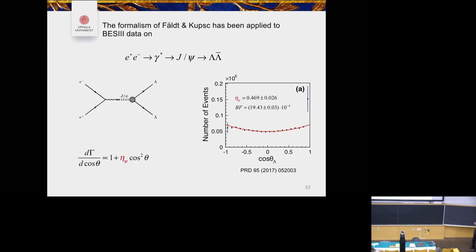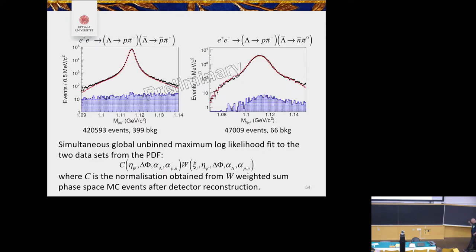So this has been applied for e+ e- goes to J/psi, which decays into lambda, lambda bar. So here you see the angular distribution. This is a previously published result. But we applied this method on the data sample, and it's huge data samples, 400,000 events of lambda, lambda bar decaying into charged particles and some 50,000 events where you have lambda bar decaying into the neutral channel, neutron pi zero. And you do a global fit, and here you see the invariant masses of the proton pion and the neutron pi zero. It's a beautiful fit.